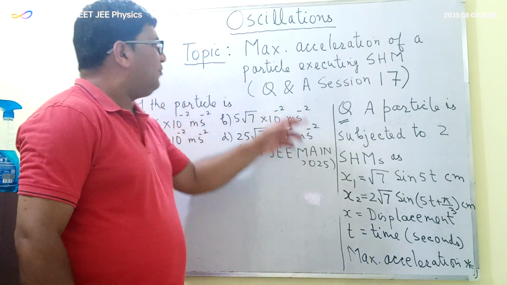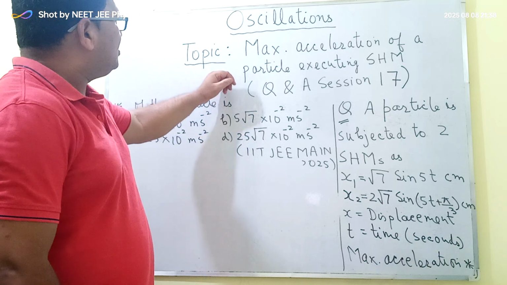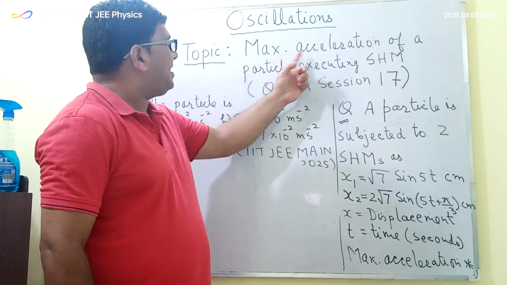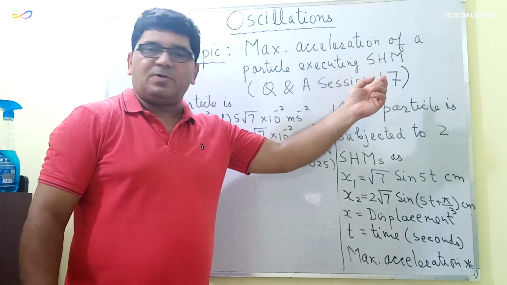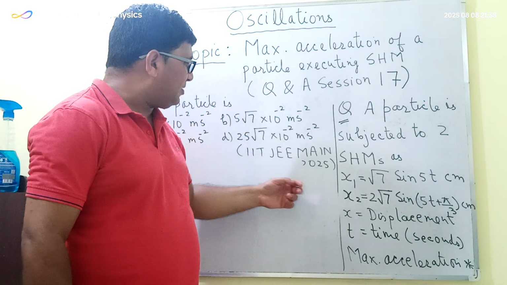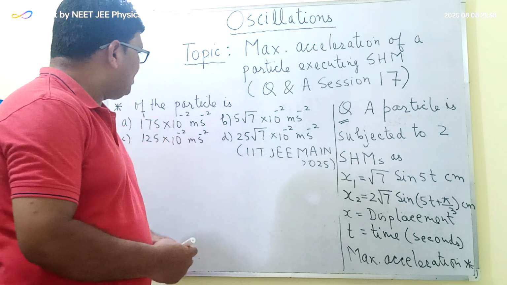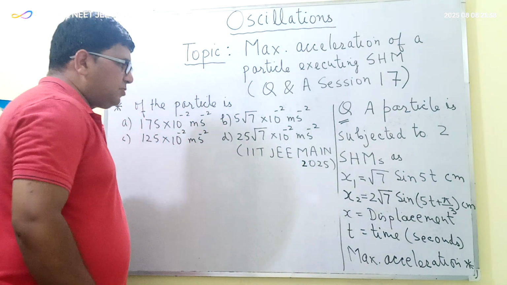Good evening and welcome to the Q&A session 17 from the chapter of Oscillations. The topic is the calculation of the maximum acceleration of a particle which is executing simple harmonic motion. Based on this topic, I have selected one question for this session which was asked in the IIT-JEE Main exam in the year 2025.